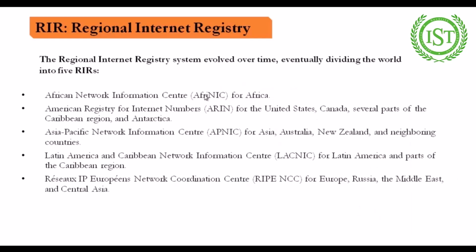The first one, AFRINIC, is for Africa. ARIN is for the United States, Canada, and several parts of the Caribbean region and Antarctica. And APNIC is for Asia, Australia, New Zealand, and some neighboring countries. And LACNIC is for Latin America and parts of the Caribbean region. And the last one, RIPE-NCC, is for Europe, Russia, the Middle East, and Central Asia. And these are the few regional internet registry organizations we have.